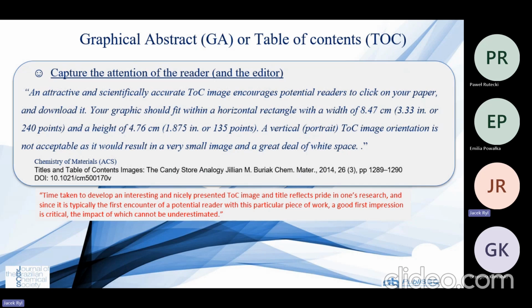There are also some tutorials about graphical abstracts. This is from 2014, also from Chemistry of Materials. You can have a look at this. The title of this tutorial is the candy store analogy, because they compare when a kid is looking for a candy, with many possibilities that a kid can select because of the color, of the shape. There are many possibilities. Why will the kid select the small orange one?